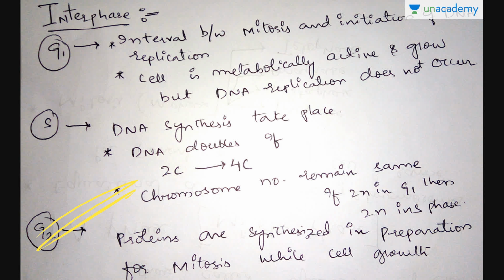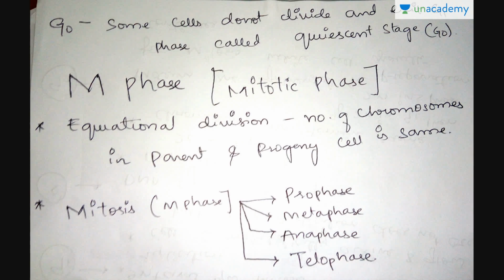Coming to the G2 phase, in this phase proteins are synthesized in preparation for mitosis, where cell growth occurs or starts. Okay, this is the last phase which leads to initiation of mitosis. Some cells do not divide and they simply exit the M phase. These are called the quiescent stage. This stage is called the quiescent stage.